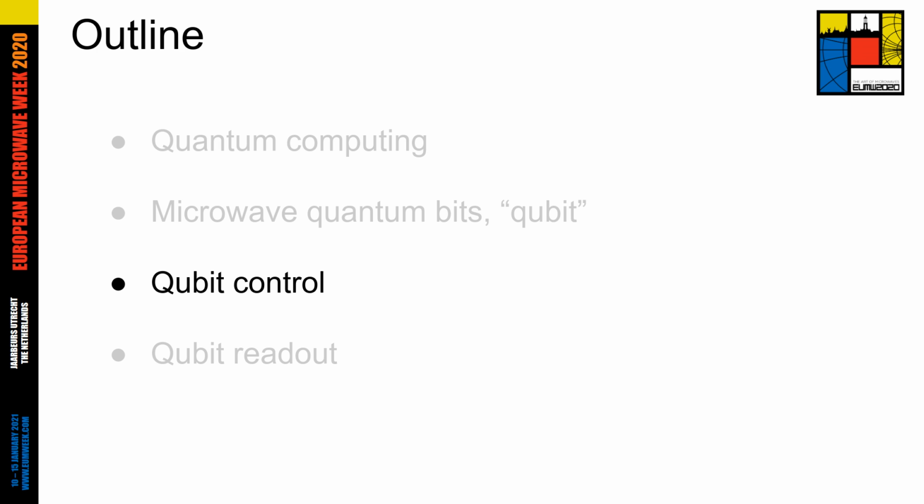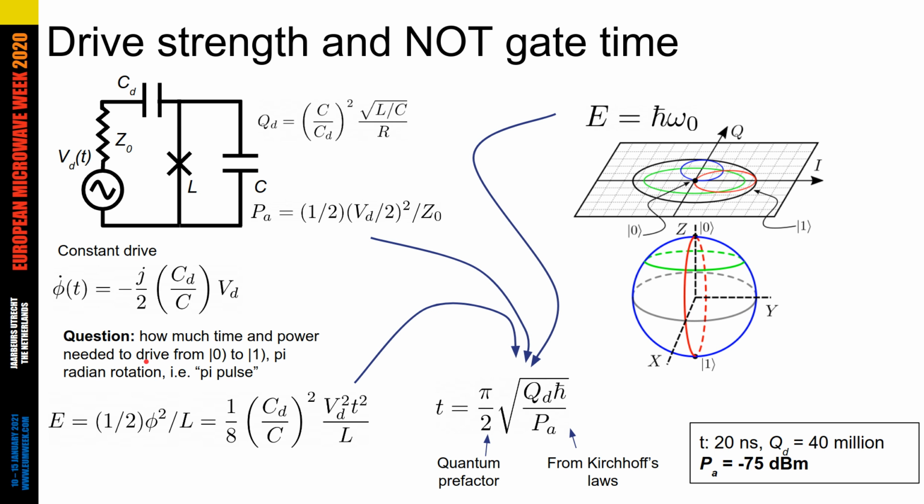Now that we have a good intuitive picture of how a nonlinear microwave resonator behaves at qubit, let's get into the details of how much microwave power we need to do logic gates and how much noise we can tolerate. All right, so here we're going to talk about the drive power that we need to do a NOT gate.